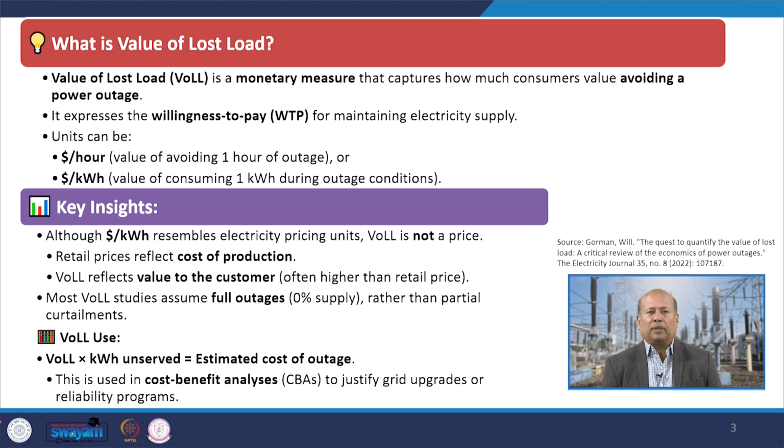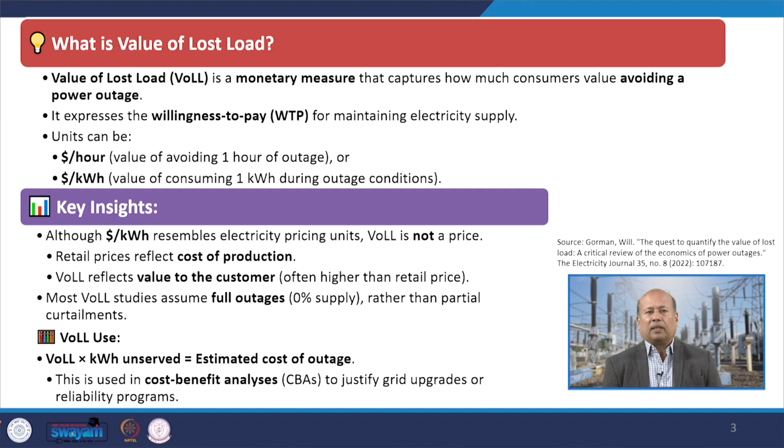So VoLL is a monetary measure that captures how much consumers value avoiding a power outage. It expresses the willingness to pay (WTP) for maintaining electricity supply. Means whenever there is no electricity, I can have a backup system, I can have a diesel generator, I can have a battery. So this is the additional cost I have to invest to make sure that I am not losing electricity supply at any given point of time.